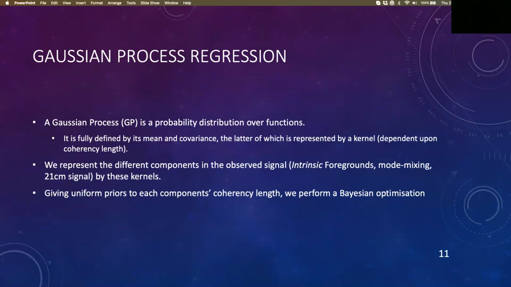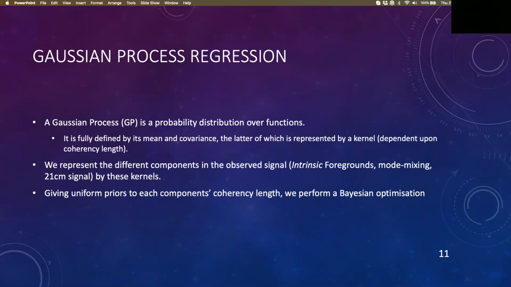Now the overall kernel of the observed signal can be decomposed into the different foregrounds of its constituents, right? Because we've just mentioned that the coherency length changes. And because the coherency length changes, we can model each of them with different kernels. And we can give uniform priors to the coherency length of each of these kernels and use Bayesian optimization to optimize the kernels. Now, GPR is what is currently used by LOFAR to get its upper limits.